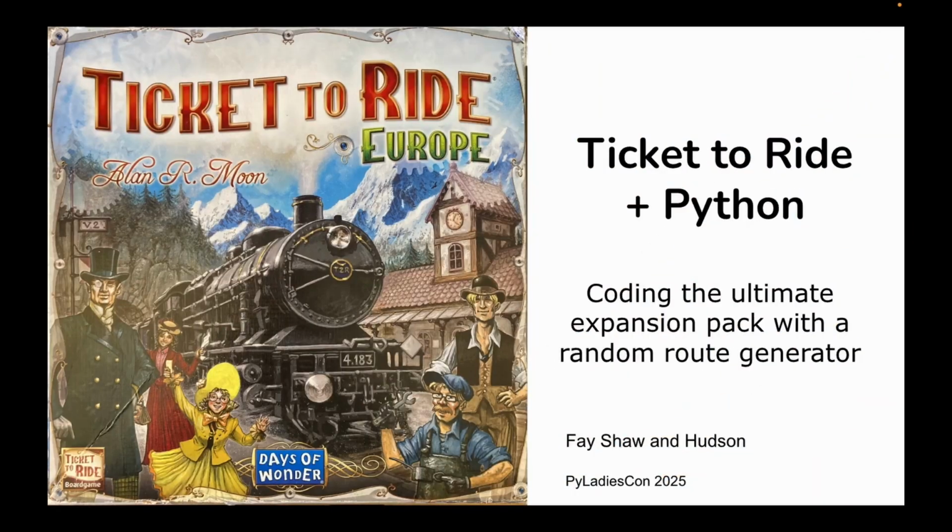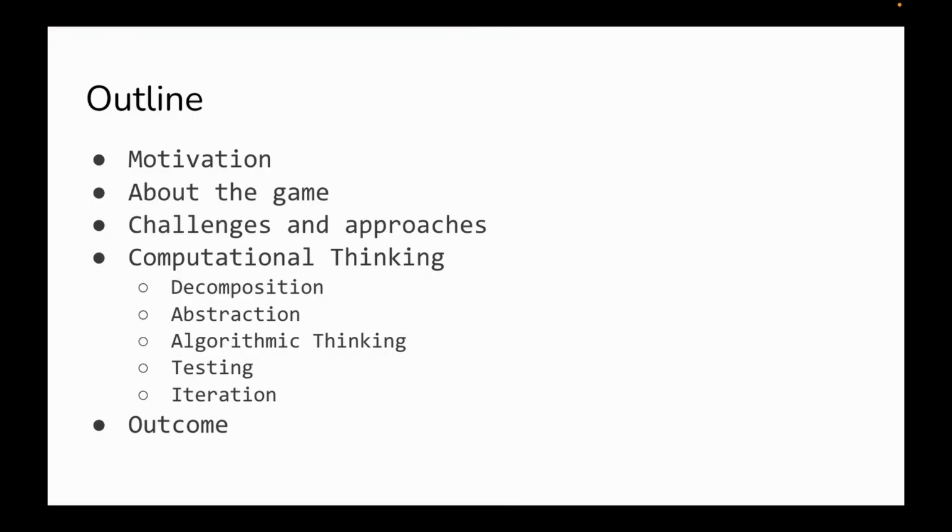Hi, I'm Fay, and I'm an organizer for PyLadies Boston. Hi, I'm Hudson, and I'm 9 years old. Fay's my mom. And together we wrote a random route generator for Ticket to Ride. Today we're going to talk about the motivation behind this project. We'll talk about the game, the challenges that came along the way, and how we approached them, computational thinking as a method of problem solving, and what we thought about it at the end.